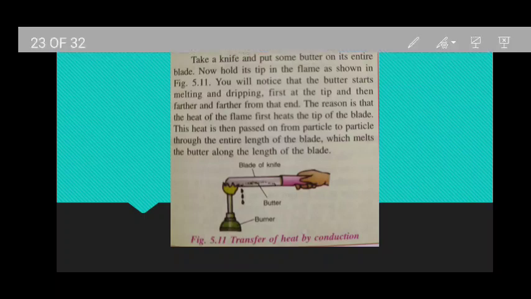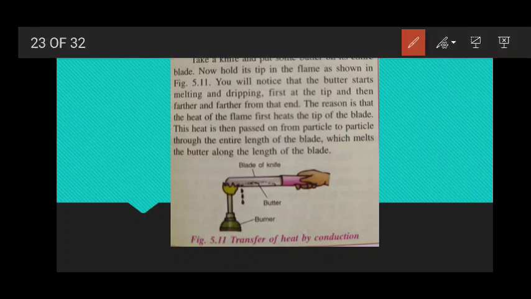It is a very interesting activity. Take a knife and put some butter on its entire blade. You can do this at home also. Now hold its tip in the flame as shown in the diagram. What you will notice? Butter starts melting and dripping, first at the tip, and then farther and farther from that end. Clear? The reason is that the heat of the flame first heats the tip of the blade. The heat is then passed on from particle to particle through the entire length of the blade, which melts the butter along the length of the blade.